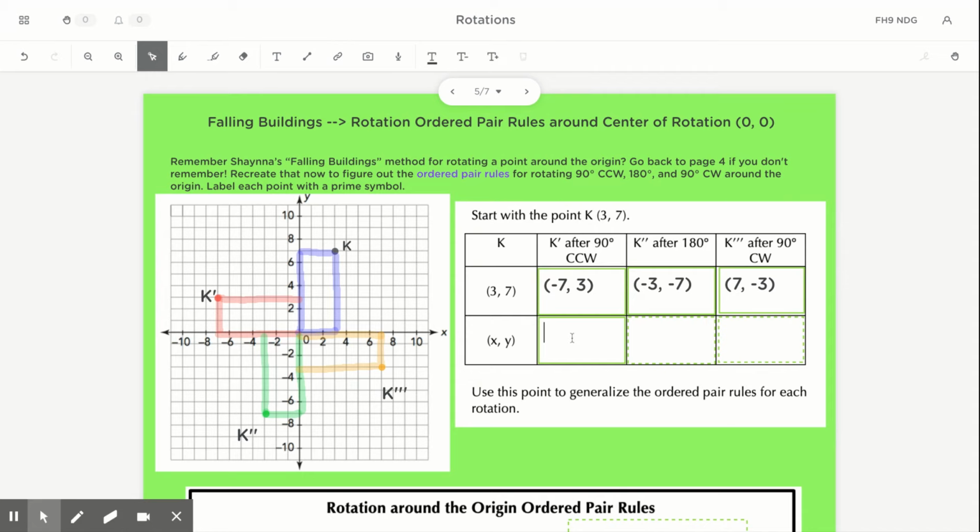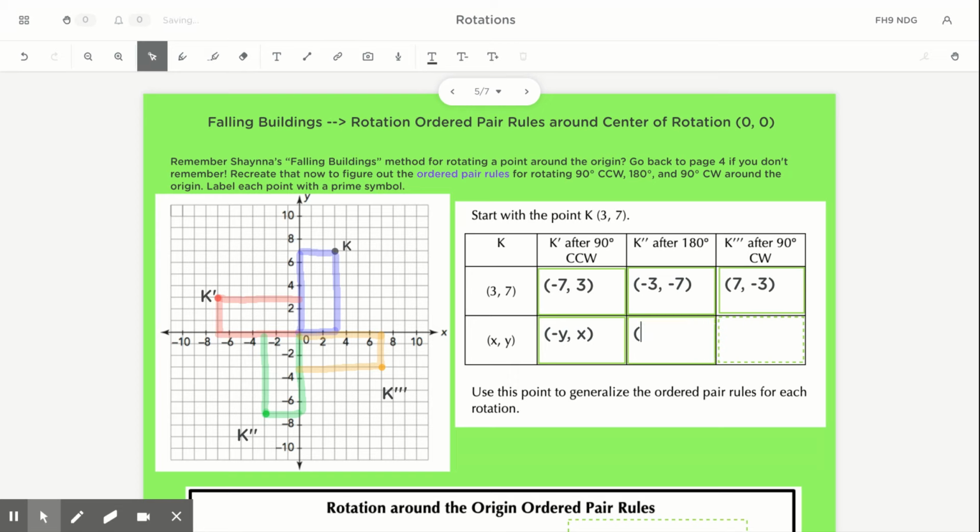So I'm going to replace these ideas with x and y. Okay, so for this first one, what happened to x and y? They seem to have switched places, right? So this 7 right here, the y value became -7. So it became the opposite of y. And then the x value moved into the y spot. So it's opposite of y, comma, x.